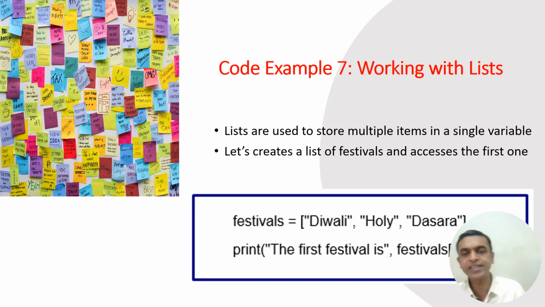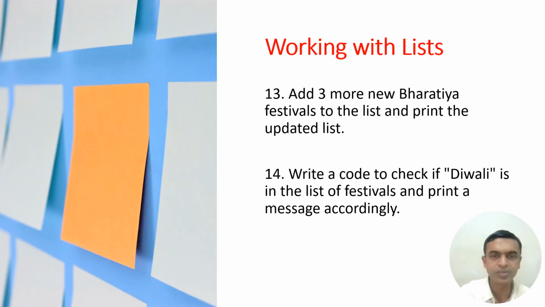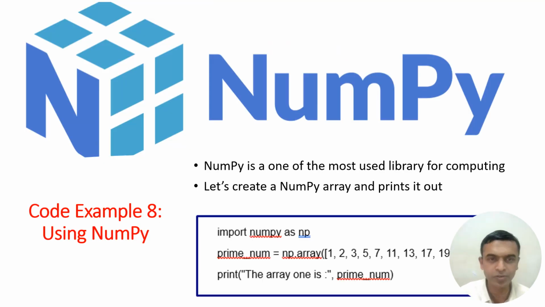Now we have to work on the list. And what is a list? It's very simple. We had listed out some of the Bharatiya festivals. Now two more programs on this. Add 3 more new Bharatiya festivals to the list and print the updated list. We already have a few festivals. You add 3 or 4 more and print the updated list. And you check whether a specific festival like Pongal is part of the list or not. So you should say whether this festival is part of the list or it is not part of the list.